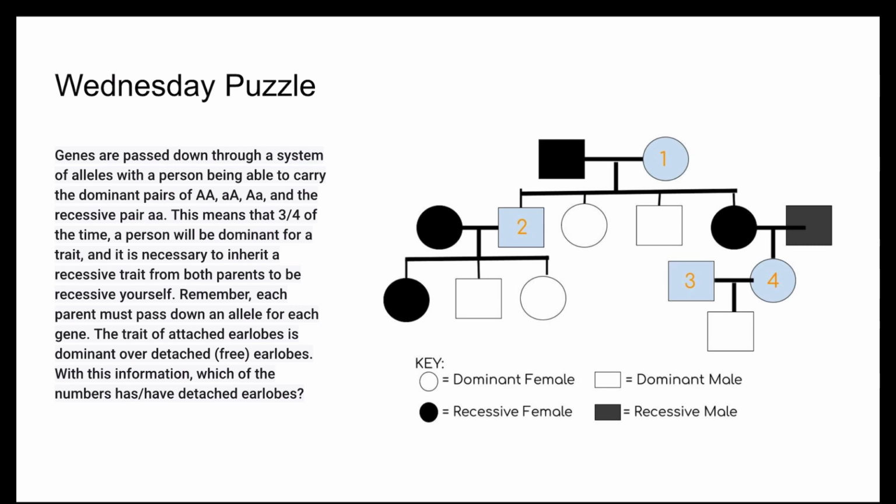The trait of attached earlobes is dominant over the trait of detached earlobes. With this information, which of the numbers, as shown on the chart, has or have detached earlobes?